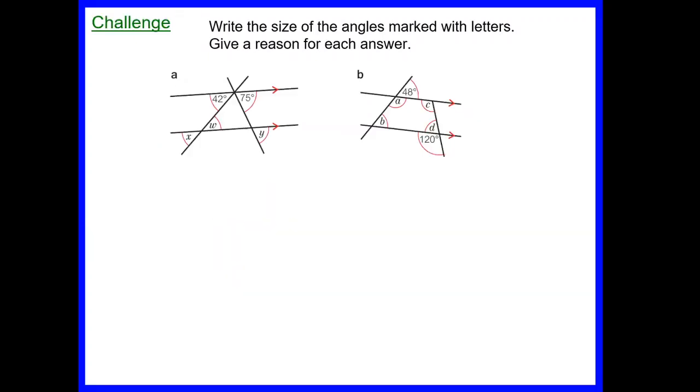All right then, so a bit of a challenge for the last thing for today's lesson then. So we've got our two parallel lines and we've got our two traversal lines here, and you're asked to find the angles marked with the letters for each of these. So pause the video, have a go, see how many of those you can find, and don't forget to give reasons with each answer.